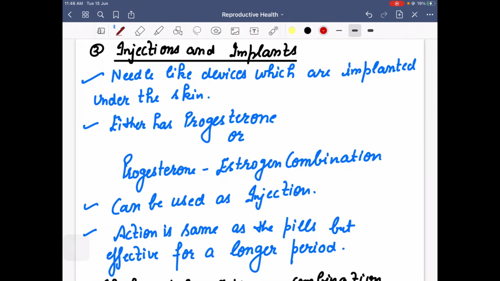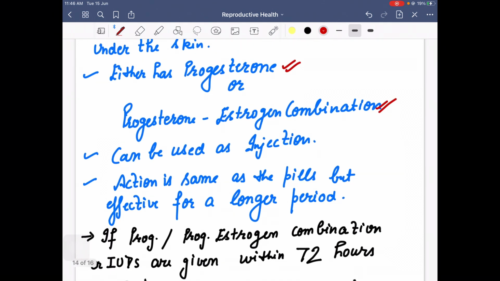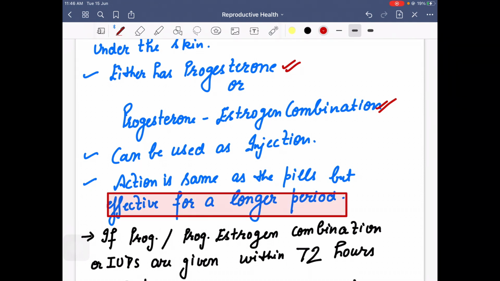Now the second last is injections and implants. Implants are very thin, needle-like devices which are implanted under the skin. They either have progesterone, or they have a combination, that is progesterone and estrogen, and they can be used as injections also. The action is the same as the pills, but definitely they are effective for a longer period.